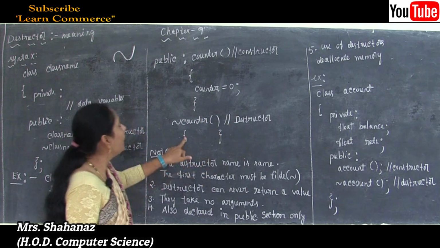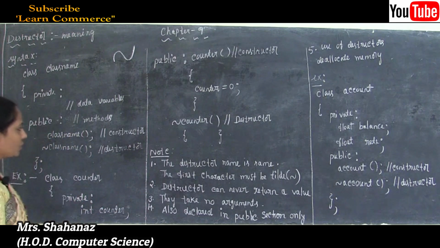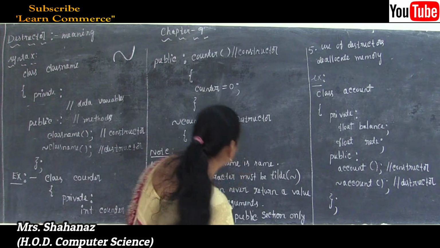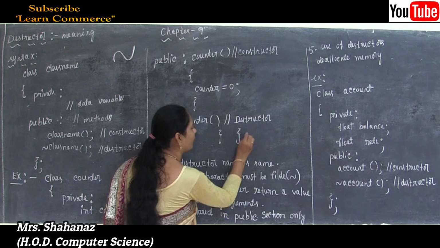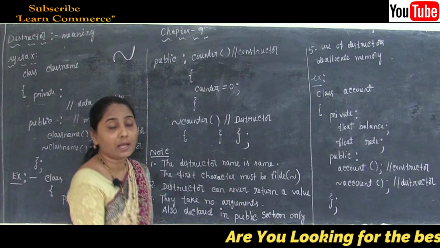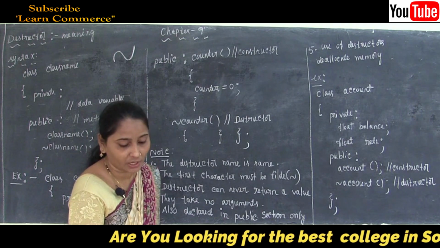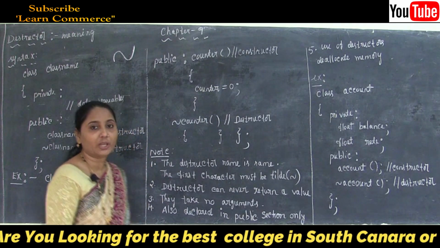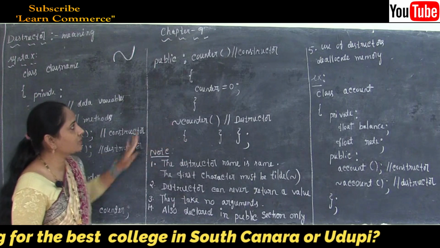Clear this point here. The destructor member function is here, and after that we need to use one more flower bracket with a semicolon. That means this is called the end of the class definition. Clear this point here. So this is the simple example.